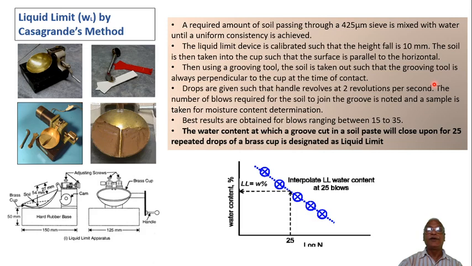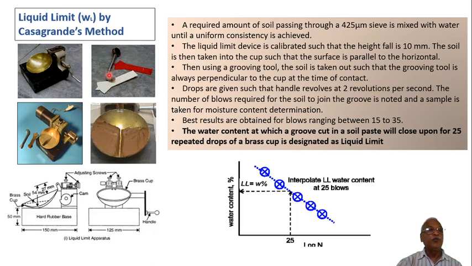Okay, we'll go into the details. So, liquid limit by Casagrande's method. Here there is equipment. Here there are two grooving tools. One is called Casagrande's grooving tool. There is one red and one white. Both of them are Casagrande's grooving tool. This particular one is the ASTM tool, American Society for Testing and Materials.